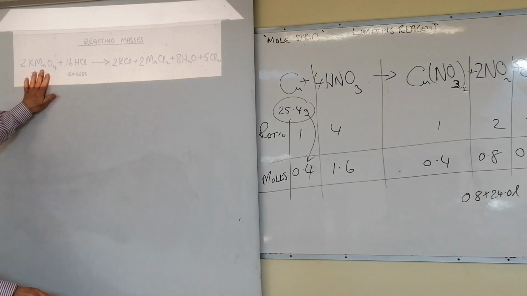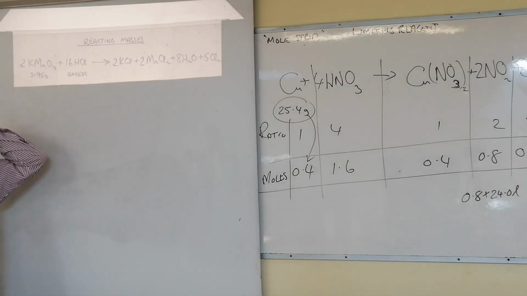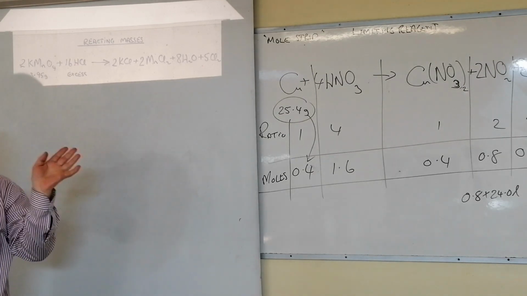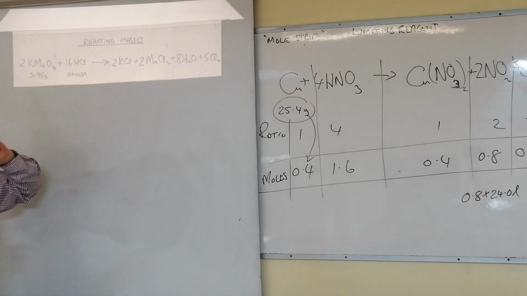They said that the KMnO4 reacted with an excess of HCl. The excess means the quantity doesn't matter. There's loads of it there. You have more than you need. That'll come up in the next section. Don't worry about it. So you have a full balanced chemical equation here, and you have 3.95 grams of that.